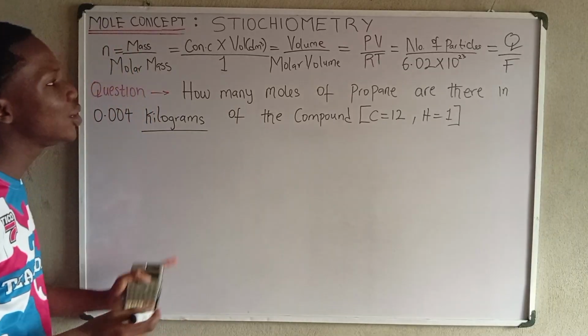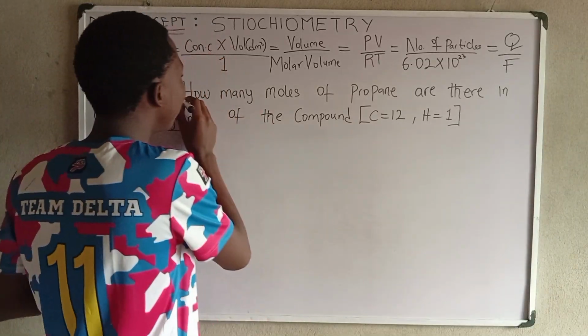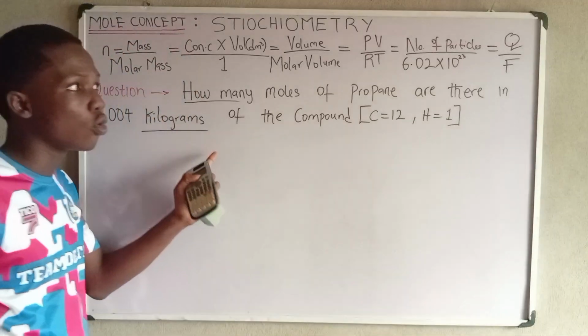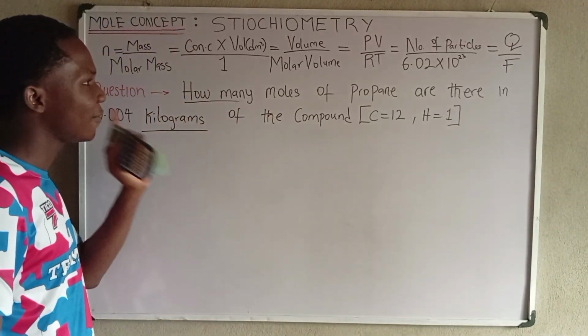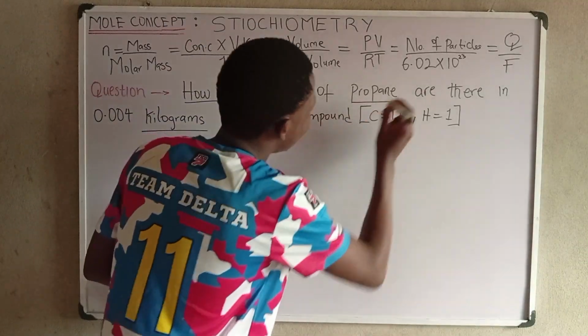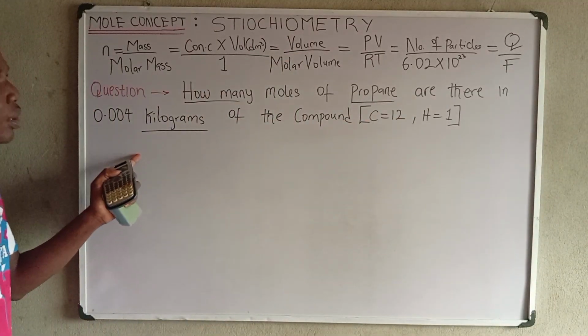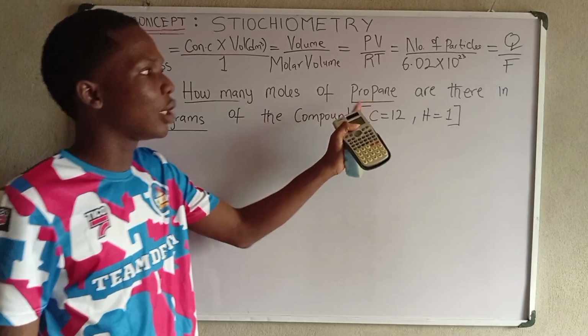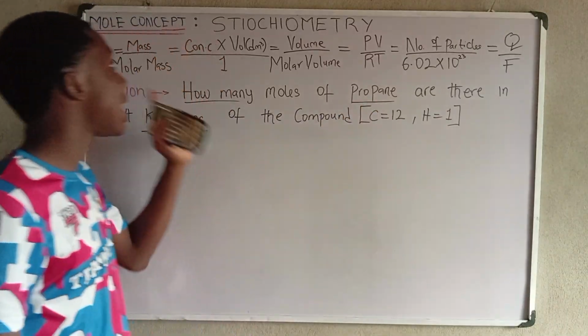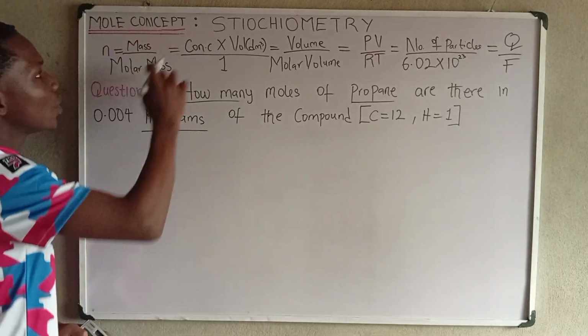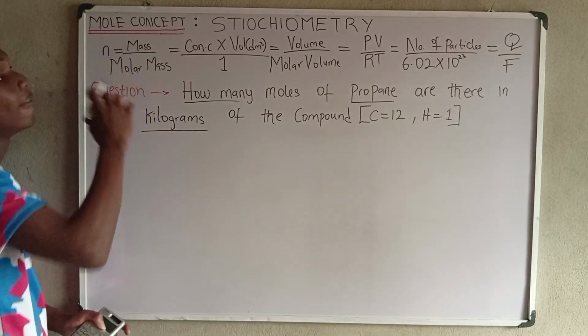Another thing you have to see is that we are looking for the number of moles. The next thing you are going to observe is propane. They're giving us mass. We have the compound, and obviously from the compound name, we can get the molar mass. So this is the first formula. It has to do with the first formula.